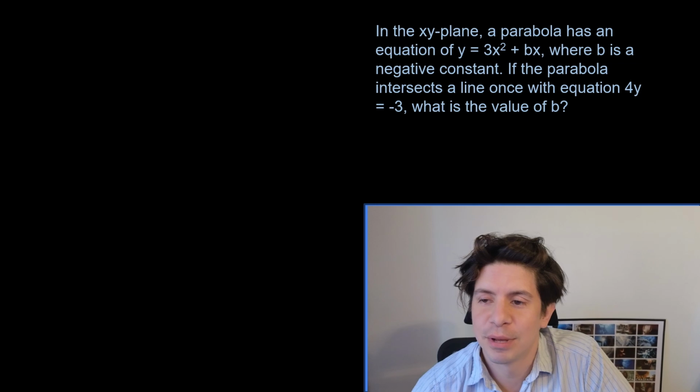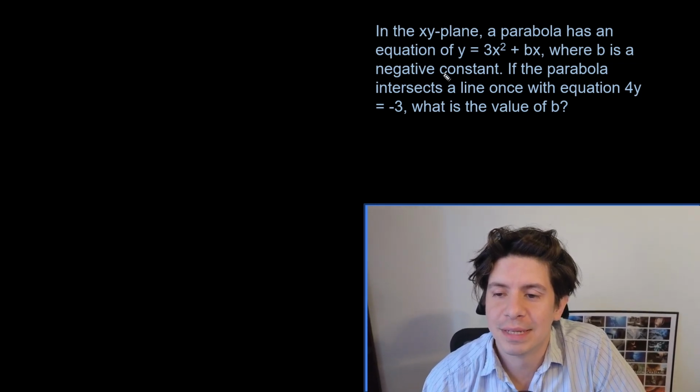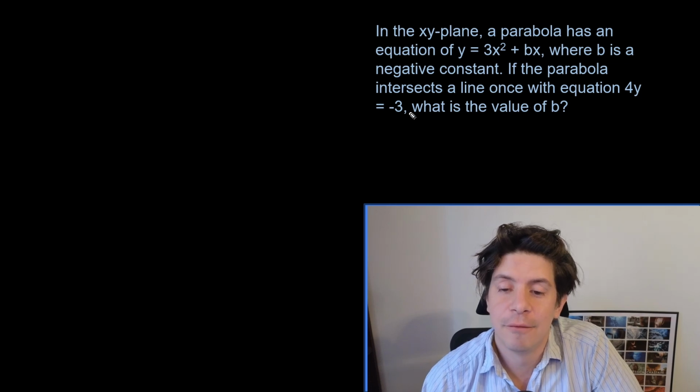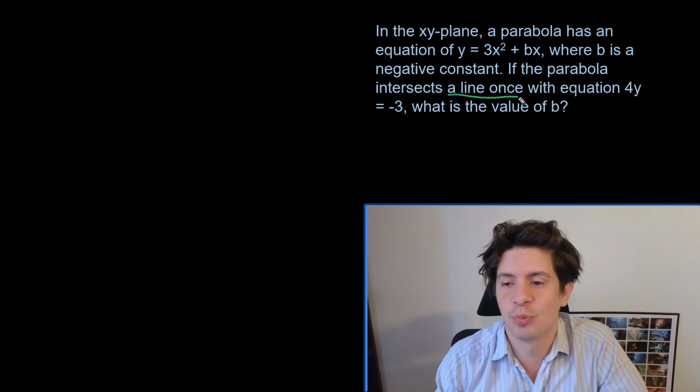Okay, so in the xy plane, a parabola has an equation of y equals 3x squared plus bx, where b is a negative constant. If the parabola intersects a line once with equation 4y equals negative 3, what is the value of b? So the key here is that it tells us it intersects once.